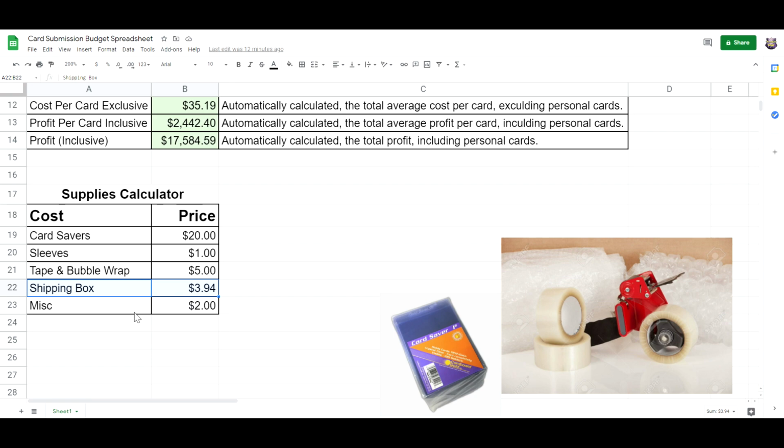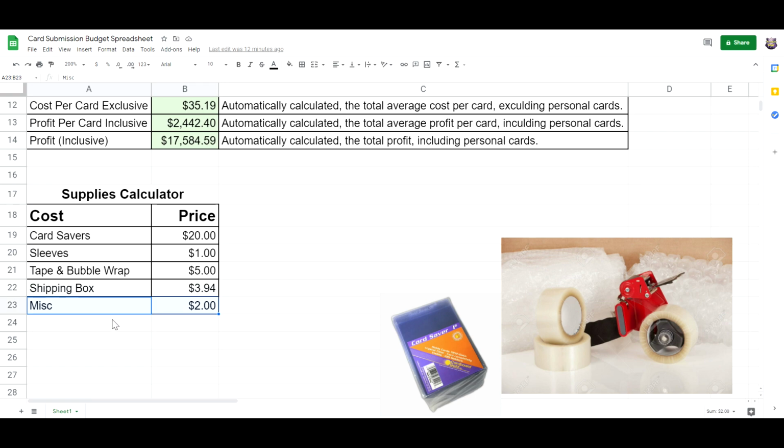A shipping box, again, really just depends on the situation you're in. Many people find that you can use an Amazon box. If you're here in the United States, a priority mail box is free at the post office. All you have to do is go pick one up off the shelf or ask for it.